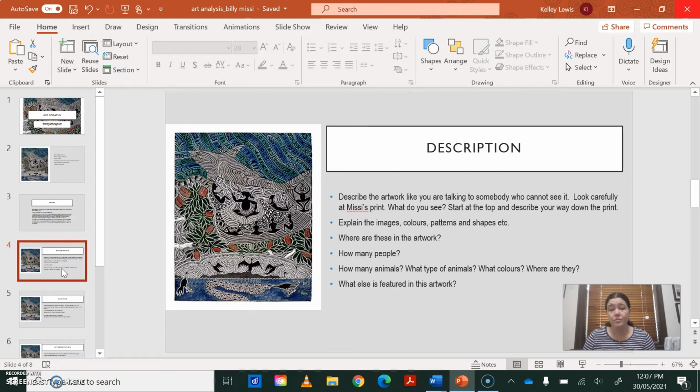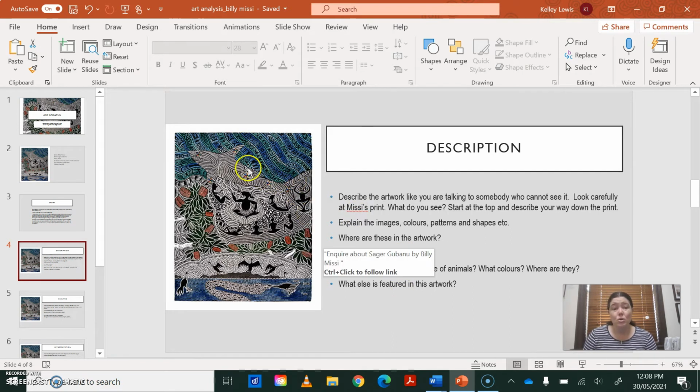What do you see? A hint would be starting at either the top or the bottom. So you might look at the top and start describing what you see. Explain the images, the colours, the patterns and the shapes. So you might say, in the background at the top, there are green and blue wavy lines depicted in the sky. There are different wavy patterns and there's patterns within these works.